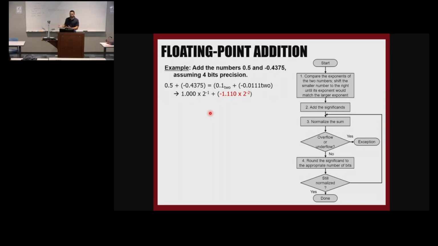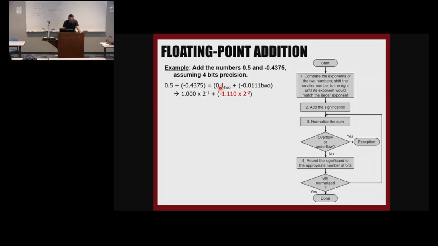So the first thing you need to do is, let's just convert them to binary and then start from there. So 0.5 is this in binary, and negative 0.4375 is this number in binary. Just keep in mind that when I ask you to do addition and multiplication, this is a different question from converting it to decimal or converting it to floating point representation. It just goes to binary. Okay, so we're here at binary.